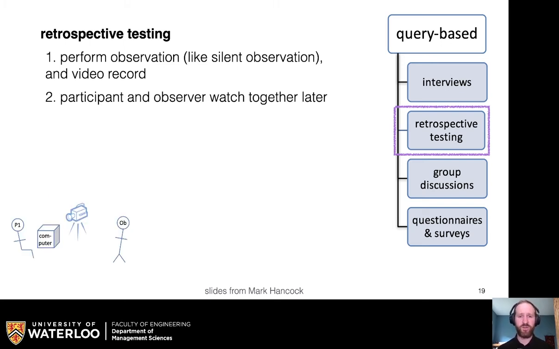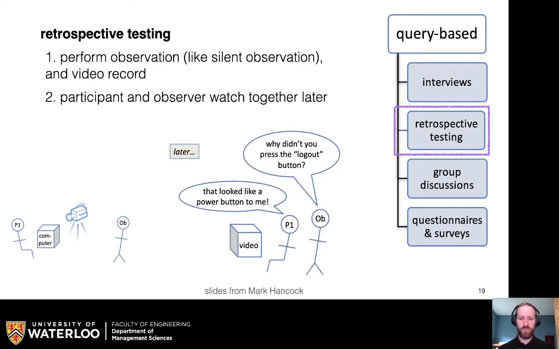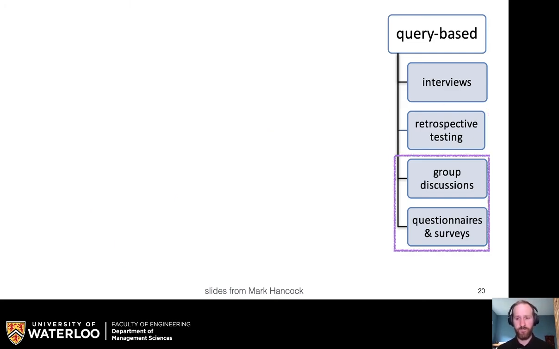Then the participant and the observer watch again later. So you have the participant and the observer taking a look at the recording, and then the observer can ask, "Why didn't you press the logout button?" And the participant says, "That looked like a power button to me." So now you're asking questions, but you still have that naturalistic observation. So you kind of get this extra step, which is really, really valuable. Of course, it takes longer to do this. So you might want to consider whether you need to put that additional bit of resources into this data.